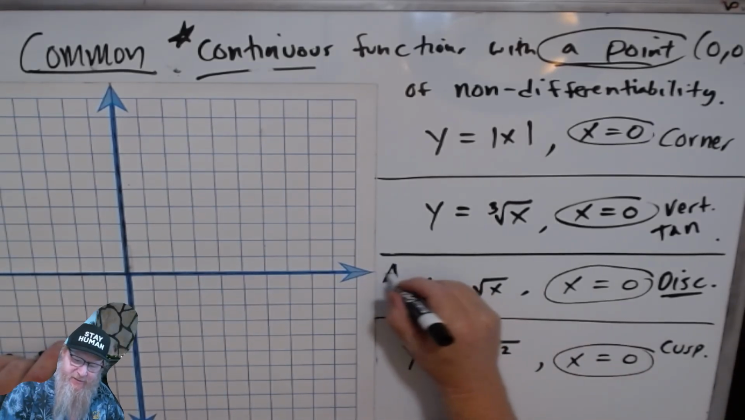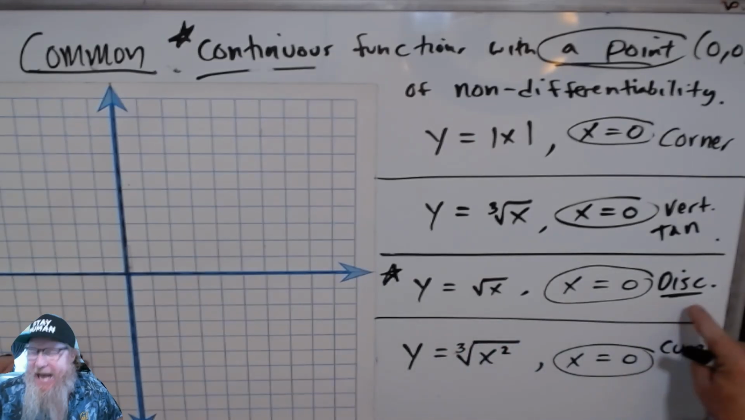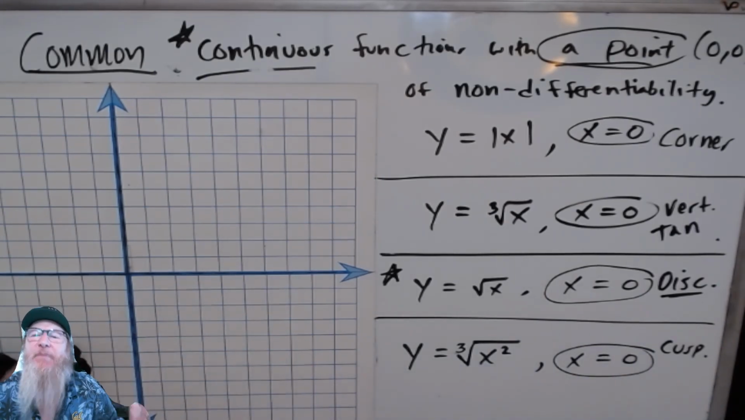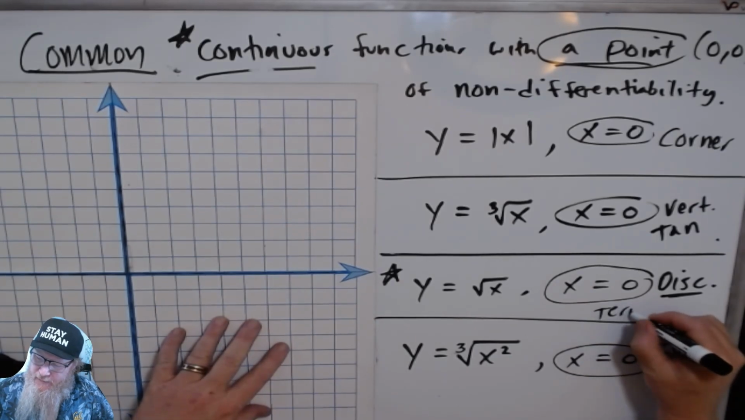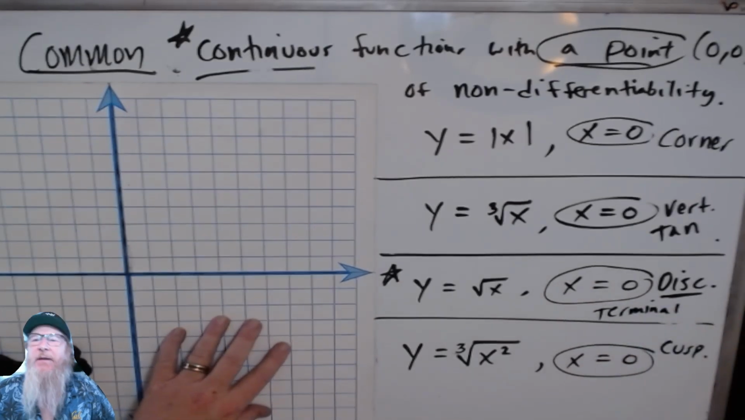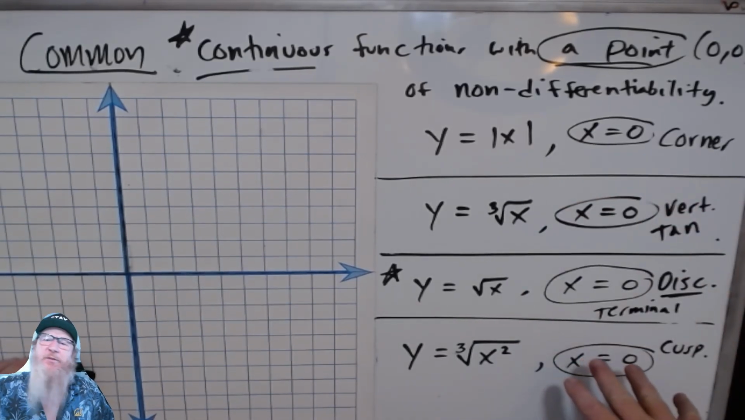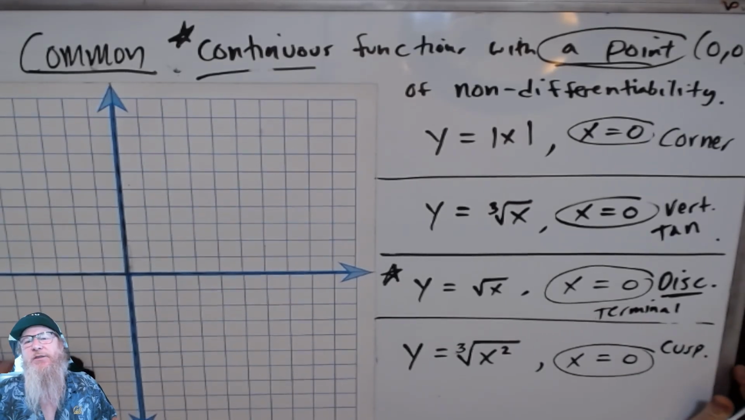So this square root graph is a special case, right? It has a discontinuity, but it's not broken. It's a different type of discontinuity. It's what we call a terminal discontinuity, as opposed to a jump discontinuity. So none of these have jumps. They're all just nice, smooth functions that have problems.